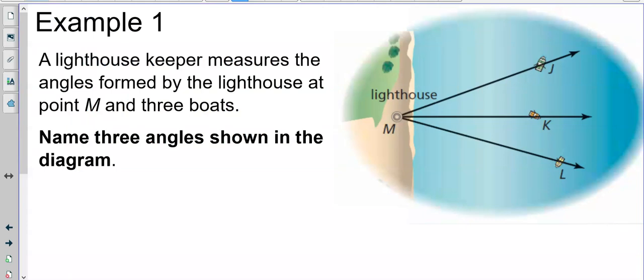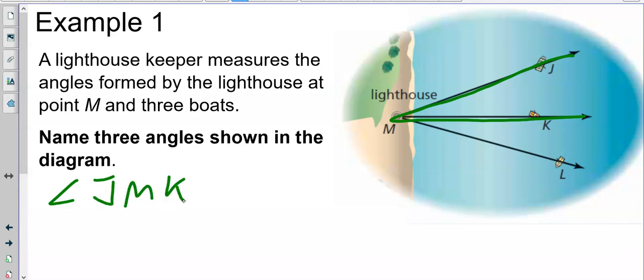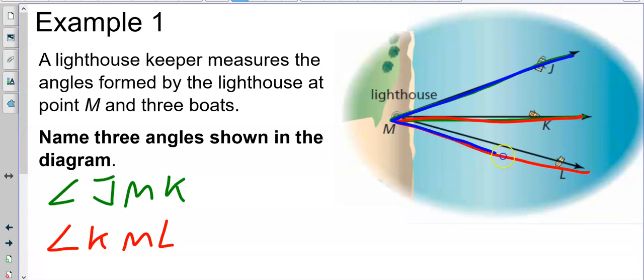All right, a lighthouse keeper measures the angles formed by the lighthouses at point M and 3 boats. Name 3 angles shown. Well, you got to use 3 letters. So we have JMK. So angle JMK. We have angle KML. And we have JML.